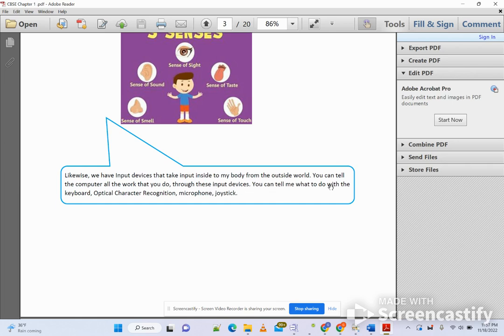You can tell me what to do with the keyboard. You can tell me what to do with the microphone. You can tell me what to do with the joystick. There are so many ways that you can tell me what to do with these different input devices.